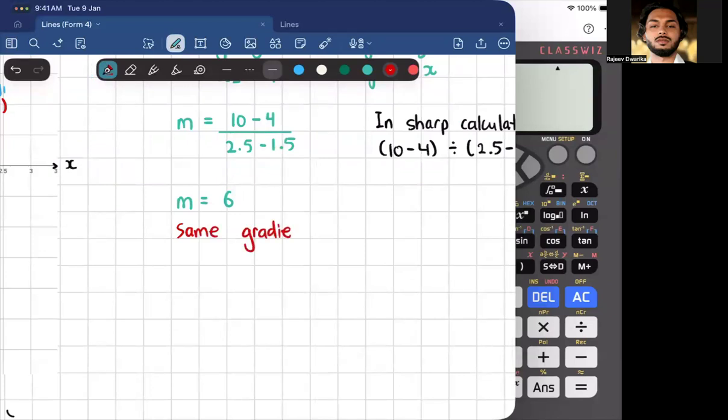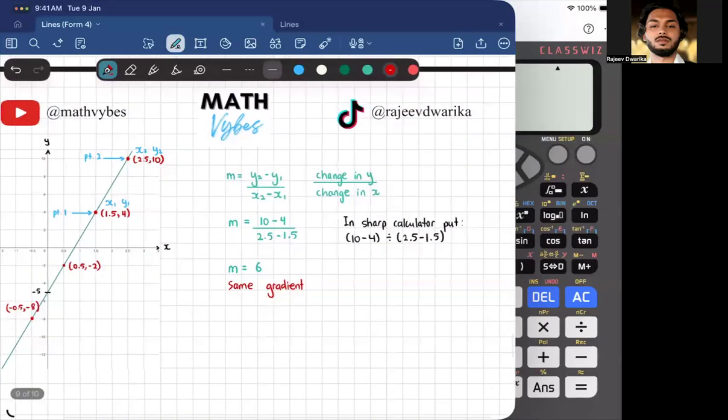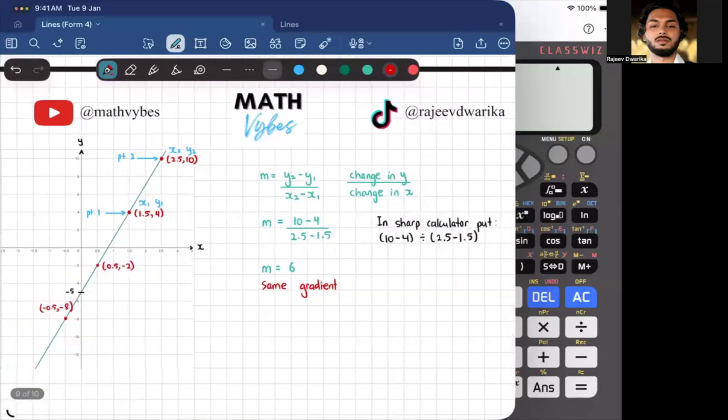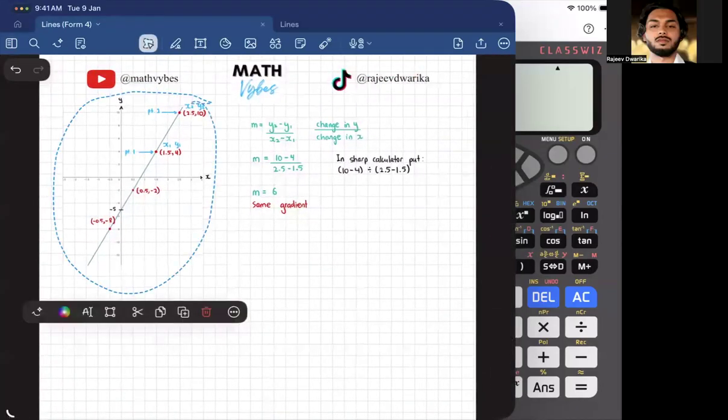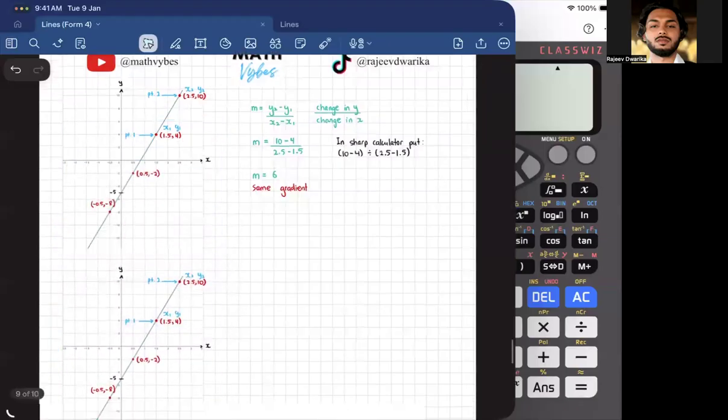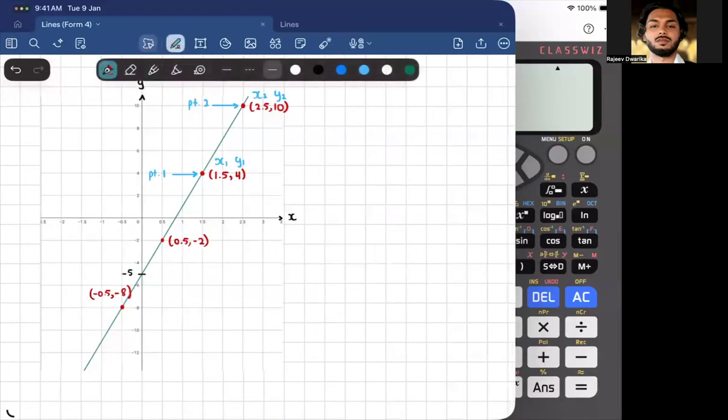All right. So Ria, are you okay with the fact that it doesn't matter which point you choose? Yes, sir. Okay, now let's pick 2 points that are very different and see what happens. I want you to randomize this. Pick any 2 points you're feeling. 1.5, comma 4, and 0.5, minus 8.